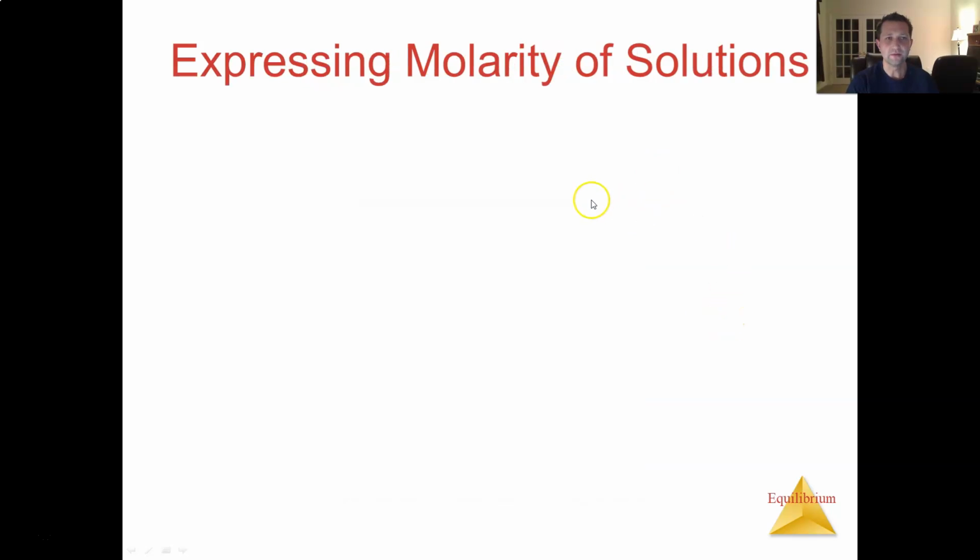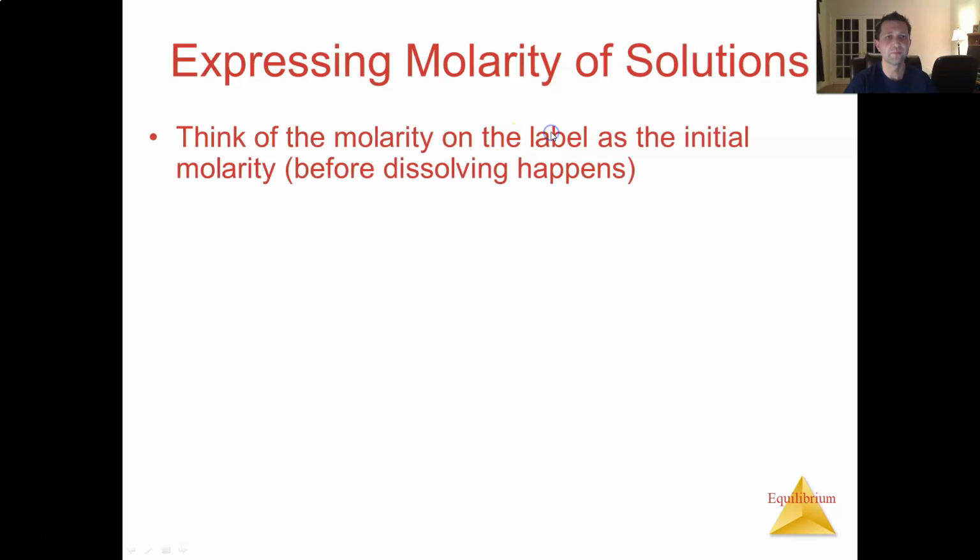The equilibrium with solutions really focuses on molarity, like a lot of our equilibrium systems focus on. So you want to think of the molarity on the label of a bottle. Say you're doing a lab, right? And you want to use 1 molar silver nitrate, or you have 0.5 molar barium chloride. What does that really mean?